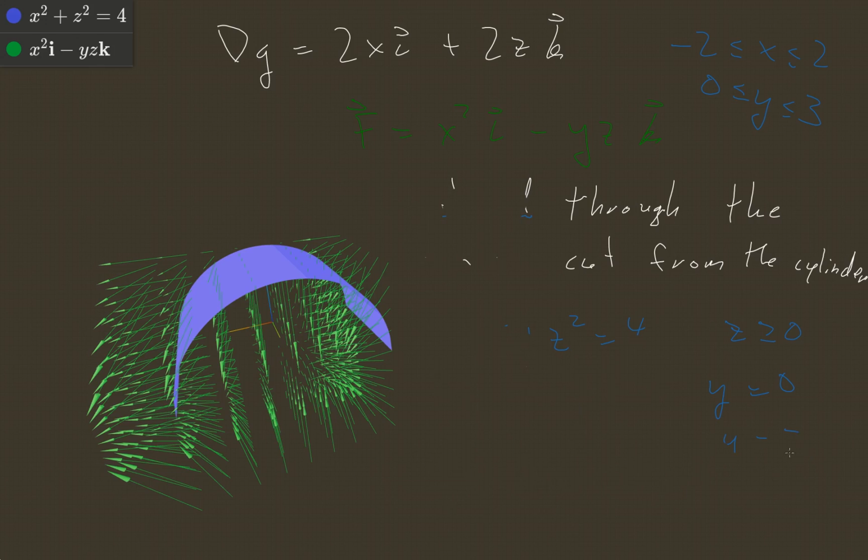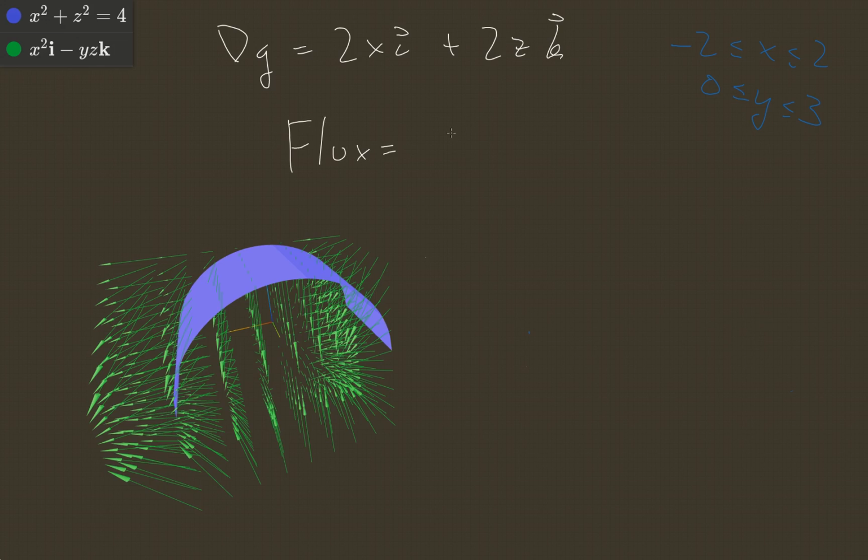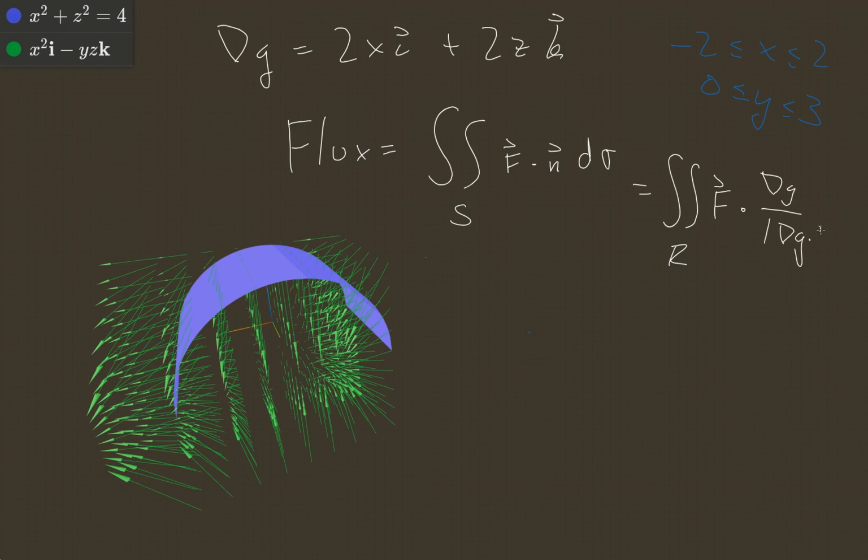Then our formula for the flux over an implicit surface, recall, is, so flux is the integral over S of F dot n d sigma, but this simplified to the integral over R of F dot gradient of G over absolute value of gradient of G dot p dA.